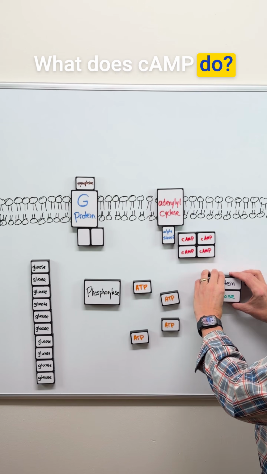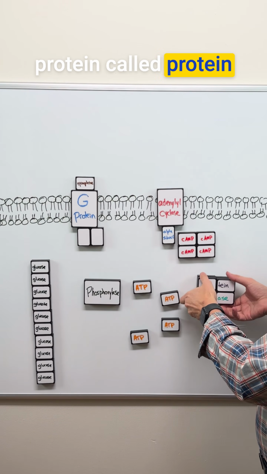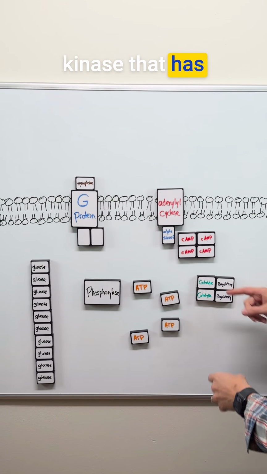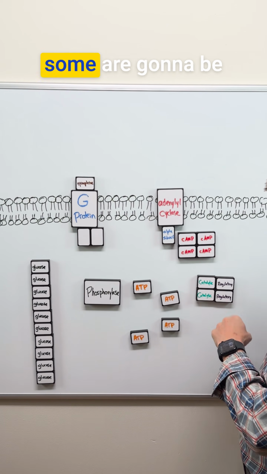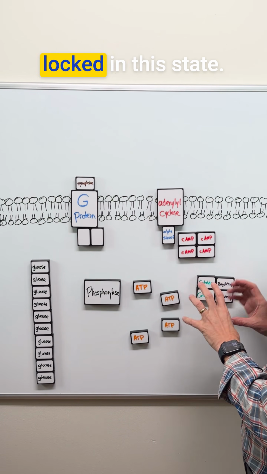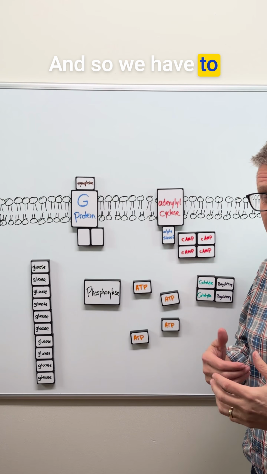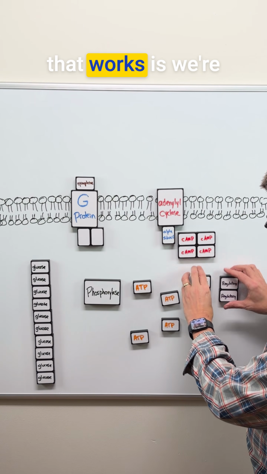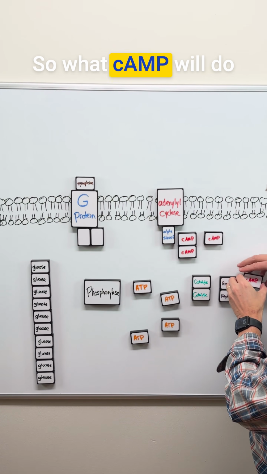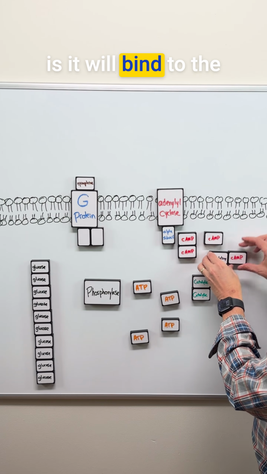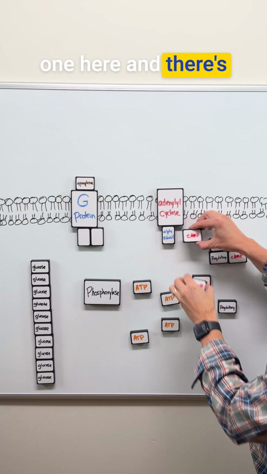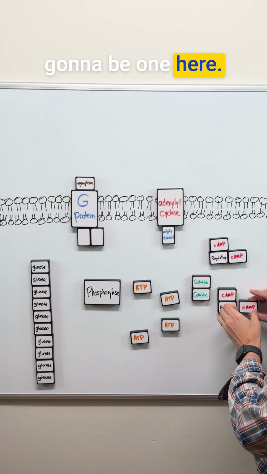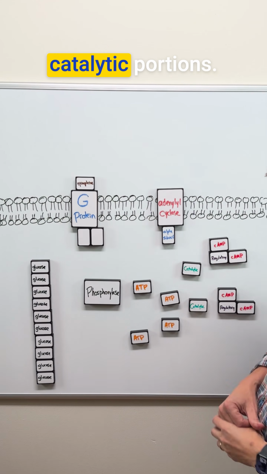What does cAMP do? Well, there's another protein called protein kinase that has 4 different segments in it. Some of them are catalytic and some are regulatory. So it's just locked in this state, and we have to unlock it. The way that works is we're going to use cAMP. What cAMP will do is bind to the regulatory portions. So there's going to be one here and one here, and that frees up the catalytic portions.